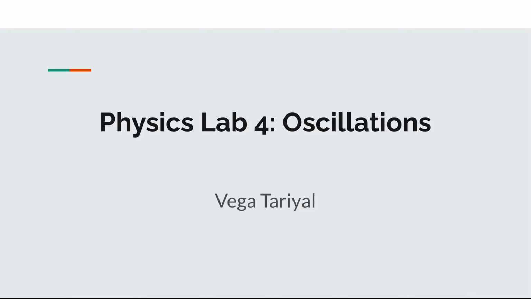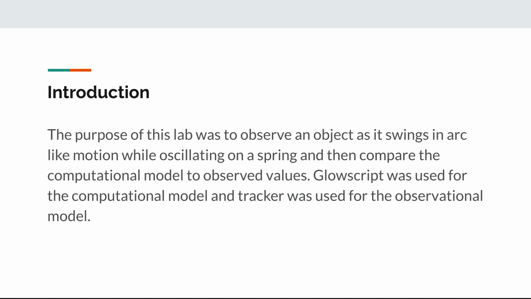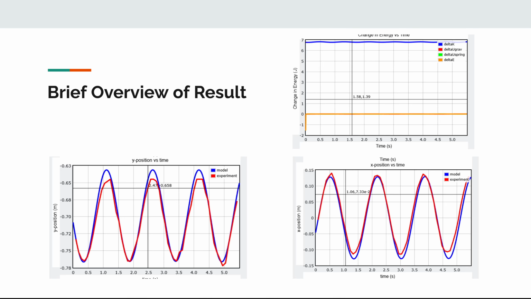My name is Vega Tariyal, and today I'll be presenting Physics Lab 4, Oscillations. The purpose of this lab is to observe an object as it swings in an arc-like motion while oscillating on a spring, and then compare the computational model to observed values. GlowScript was used for the computational model, and Tracker was used for the observational model. Here's a brief overview of the results.